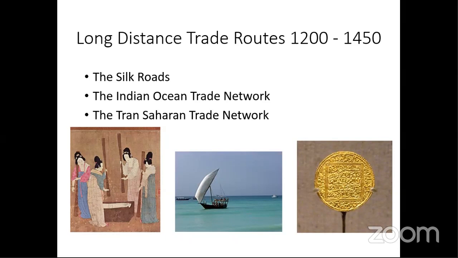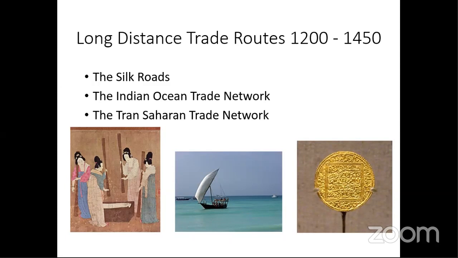In the middle picture, you see an image of the Indian Ocean Trade Network. Dhows such as this were used to carry not only luxury items, but also bulk items because they were able to carry much higher weights. And they were able to carry them along much longer distances.